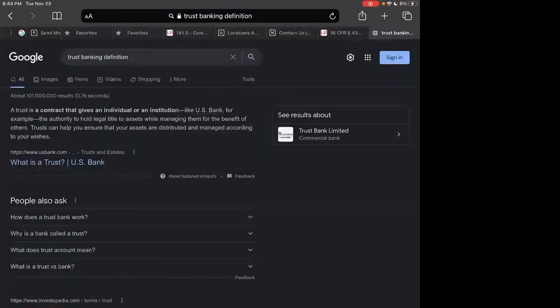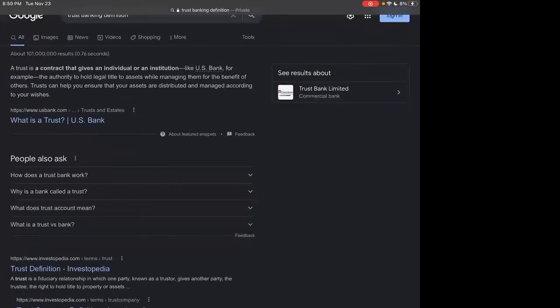All right, trust banking definition. A trust is a contract that gives an individual or an institution, like U.S. Bank, for example, the authority to hold legal title to assets while managing them for the benefit of others. A trust can help you ensure that your assets are distributed and managed according to your wishes. That's pretty much the synopsis of what a trust is. You don't try to overcomplicate it. It's just an agreement that allows you to hold assets and benefit for another. That's the very simplistic way of understanding how a trust operates. Now, understanding what a foreign trust is, it's just a trust in a foreign jurisdiction for the benefit of another.